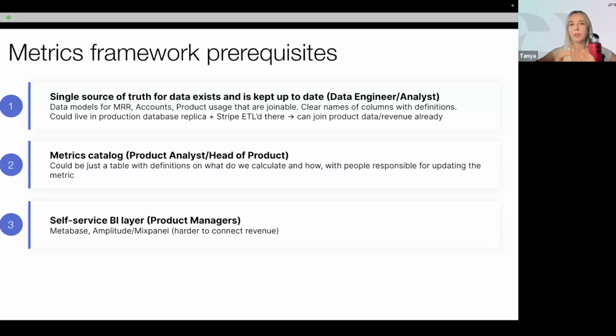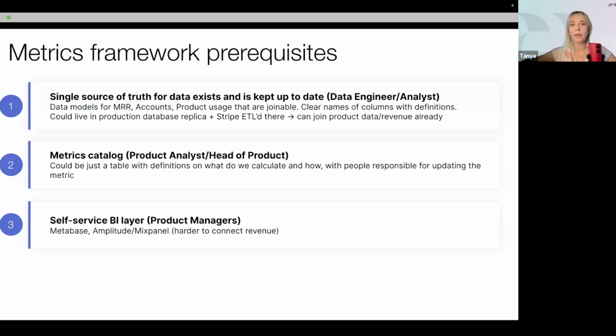Once you have this single source of truth, you should have data models on top of that, so that you have tables that everyone trusts for revenue, for account information, for product usage, and you can join these between each other. You can join revenue and product usage, customer information and product usage, and so on. The more clear your data layer is, the better, because this is the prerequisite of success. This data could also live not in a data warehouse but in a production database replica. And for example, we also have Stripe data, and you can already get some insights from there.